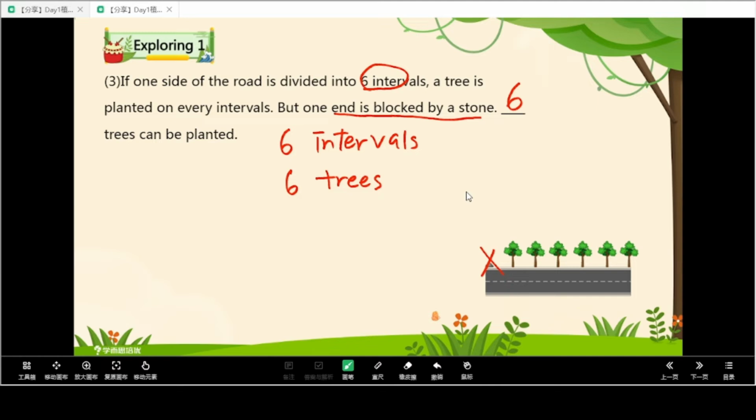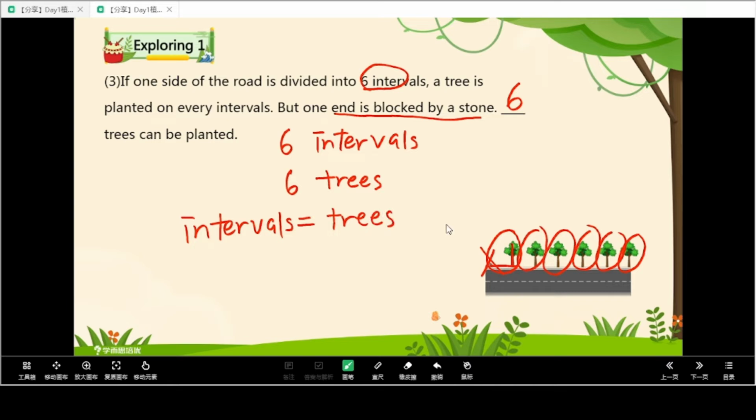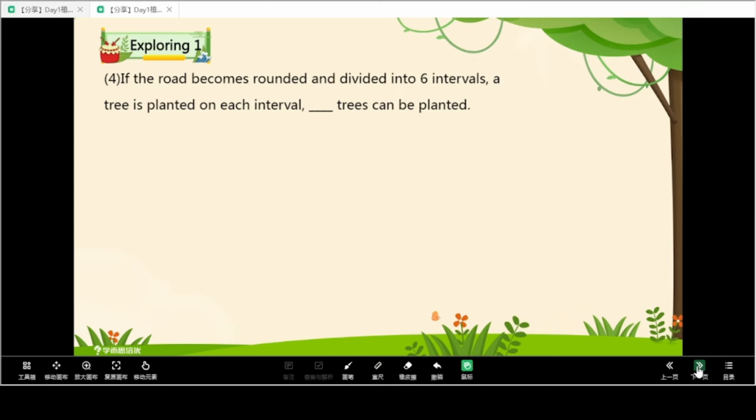And let's check our answer by packaging a tree and an interval together using our packaging method. 1, 2, 3, 4, 5, 6. Hey, are there any trees or any intervals left behind? No. So that means every tree and every interval are well packaged. No one is left behind, and it shows that the number of intervals equals to the number of trees. Okay, so we complete this question and we move on, continue.